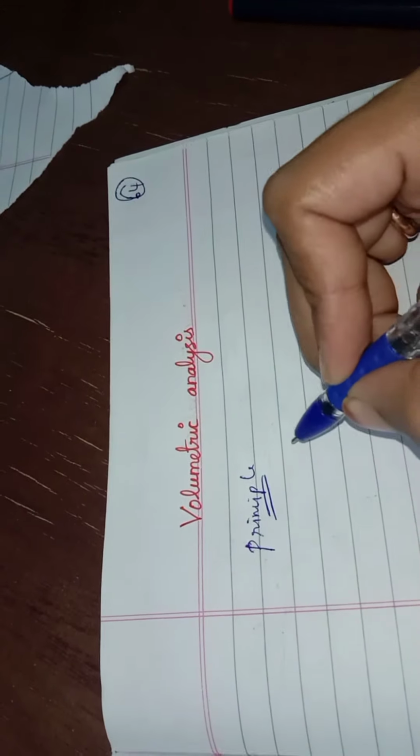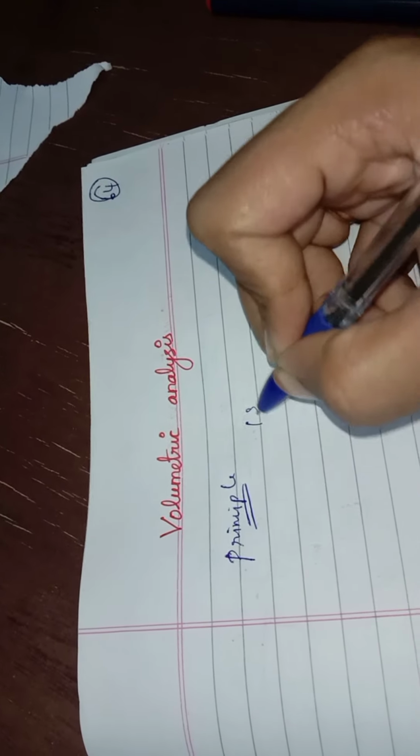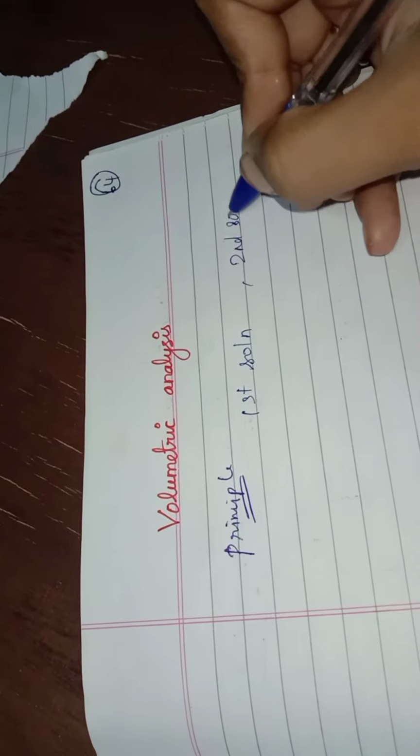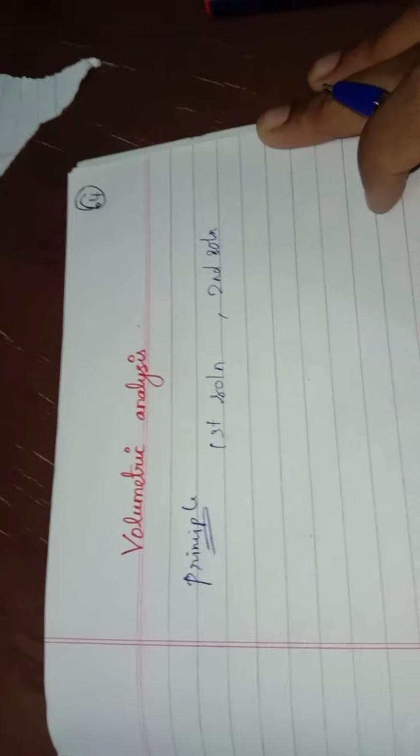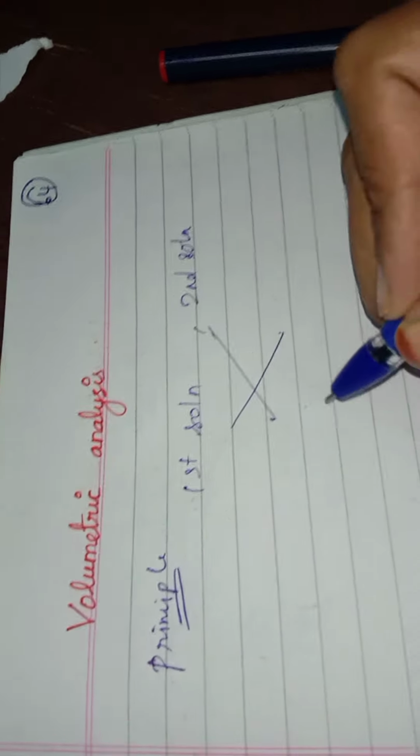For example, we are taking two solutions, any two solutions. This is the first solution and this is the second solution. These two solutions are reacting with each other and we get the products.